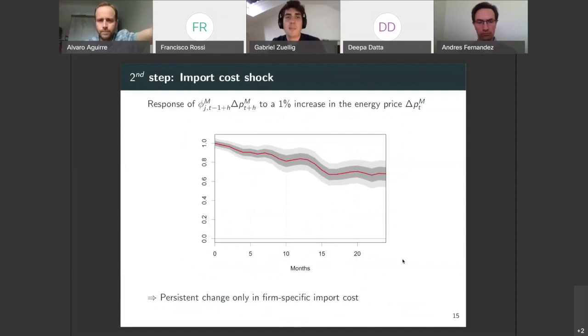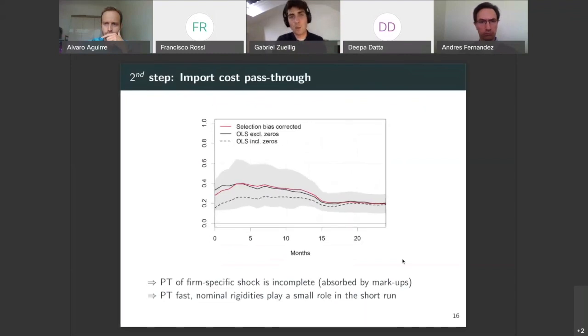Yeah, perfect. So for the second shock we look at, the import cost shock, we again regress future realizations of the cost on the shock, and we can see that this is also fairly persistent, and this is now really a specific shock that only the single firm receives. If we estimate the pass-through to prices on this one, we can see that the pass-through is much lower, so it's very much incomplete regardless of which methodology we use, whether our selection bias correction or a simple OLS.